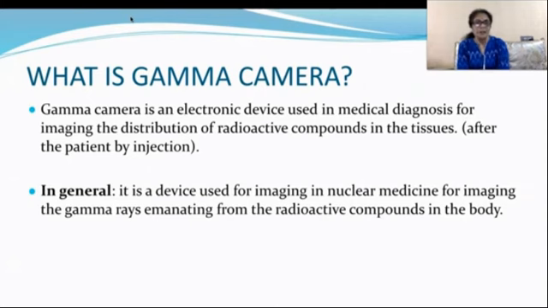So what is a gamma camera? A gamma camera is an electronic device used in medical diagnosis for imaging the distribution of radioactive compounds in the tissue after administration to the patient by injection. In general, it is the device used in nuclear medicine for imaging the gamma rays emanating from radioactive compounds in the body.